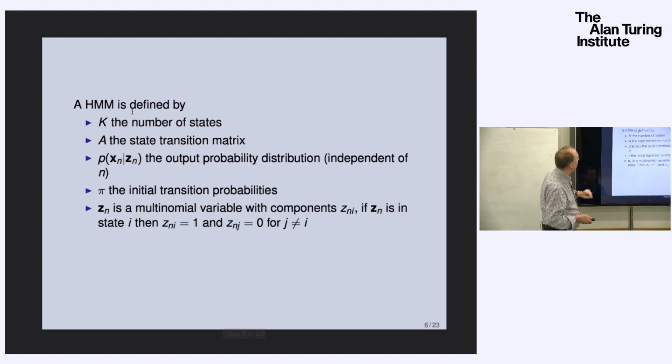That's denoted by pi. And at each n, we'll have an indicator variable. This will be a K-dimensional vector. For the state that we're in, say I, z_nI is equal to 1, and all the other components of z at that time will be 0. So it's just an indicator variable for z.